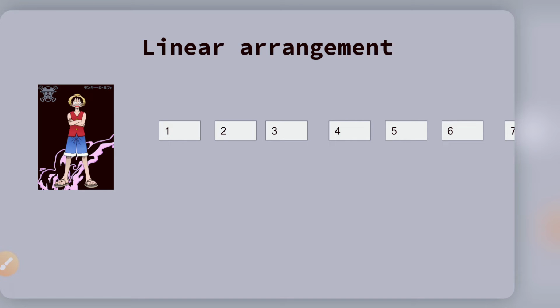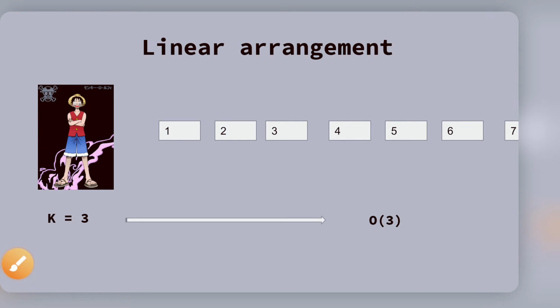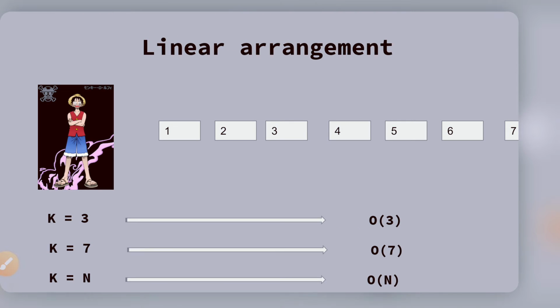So here if Luffy wants to find a brick with number 3, that is if k is 3, then he is going to take 3 units of time. Similarly, when he wants to find number 7, it will take 7 units of time. So one way we can generalize it is that if Luffy wants to find the n-numbered brick, it will take n units of time, as in general. So we can represent it as order of n, that is big O of n.